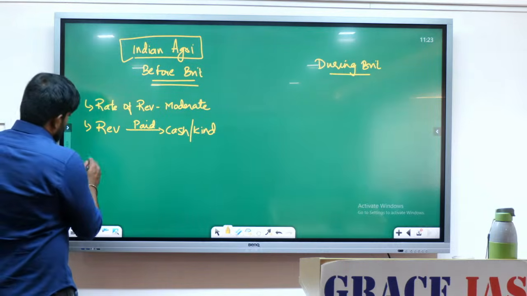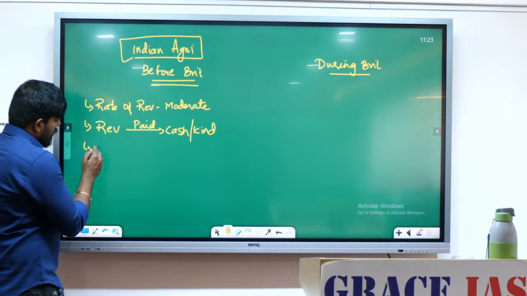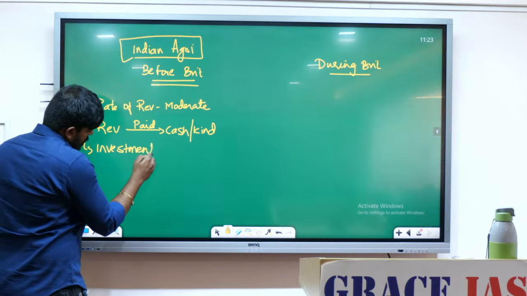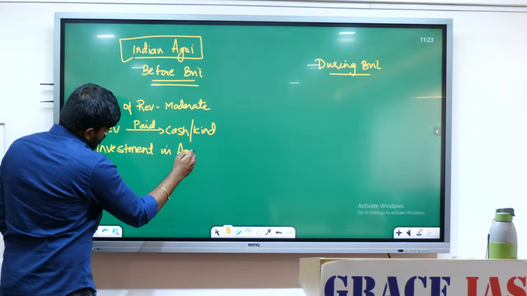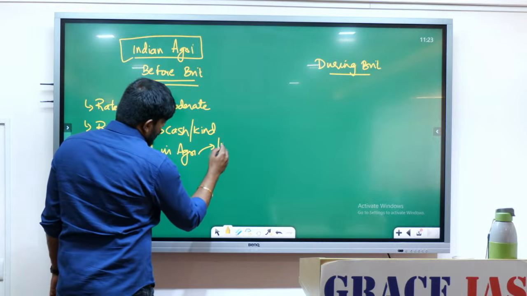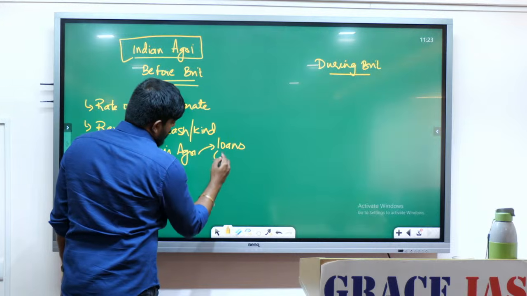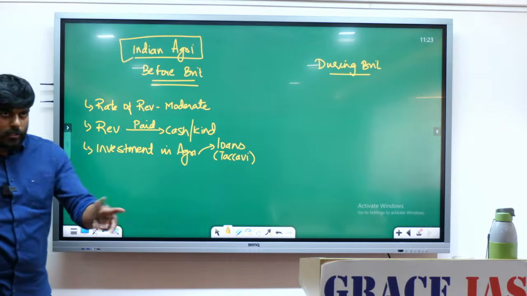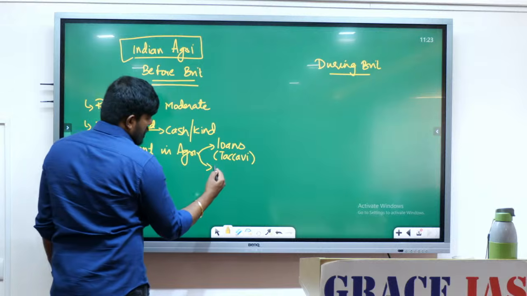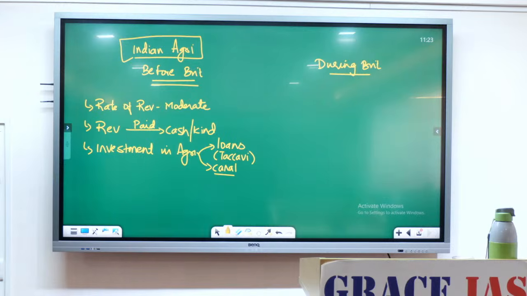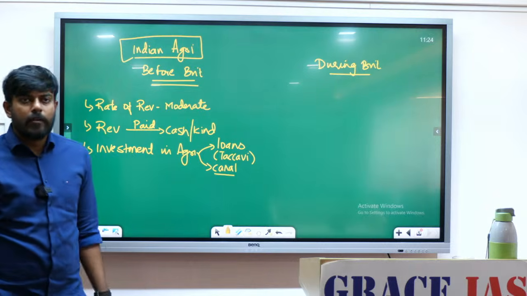And third thing, there used to be investment in agriculture. Like they used to provide loans. For example, you might have heard about Takkavi loans, agricultural loans given by the kings to the farmers. And they were also constructing the canals to the agricultural lands, Vijayanagara Empire. So there used to be investment in agriculture so that the farmers will get benefited.